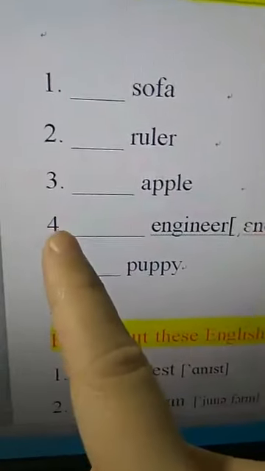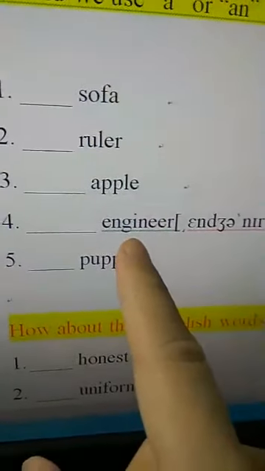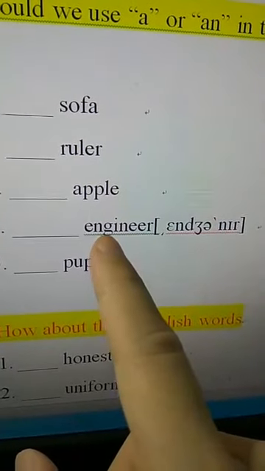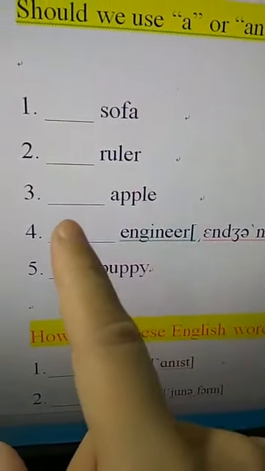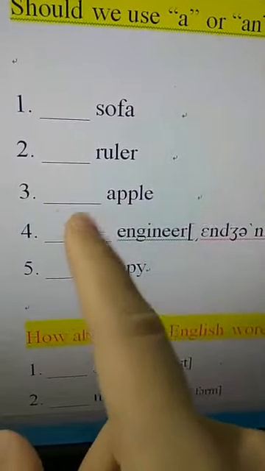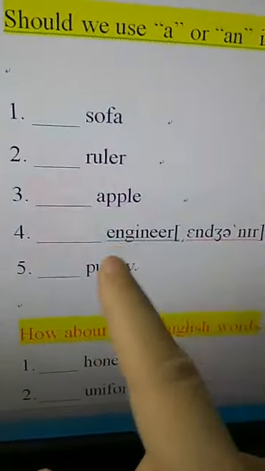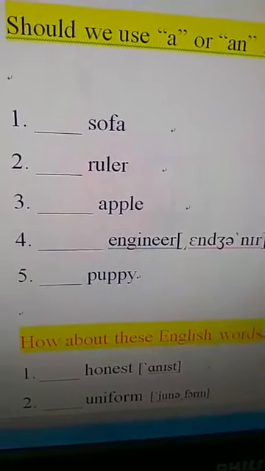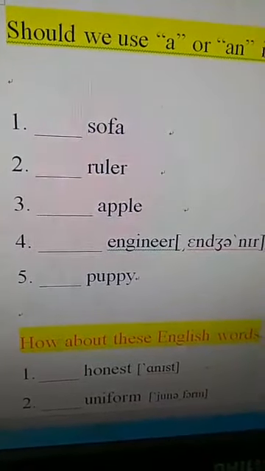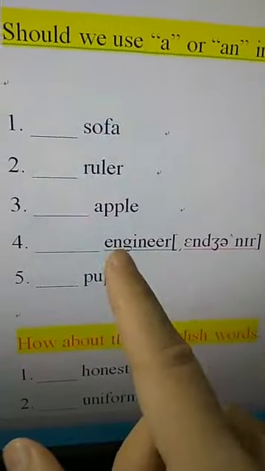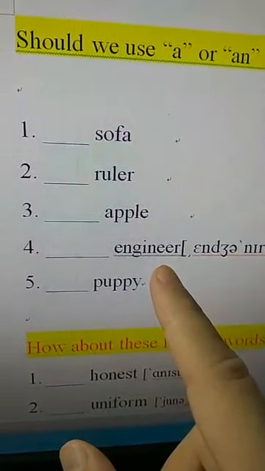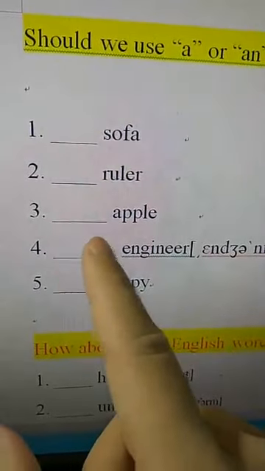So let's check number 4, engineer. Engineer is like a job, right? It's a job. Engineer. Do you use a engineer or an engineer? Think about it in your mind first, please. Because all the time we need more practice so that we can master English. Okay, engineer, we use a or an? You're right, we use an.